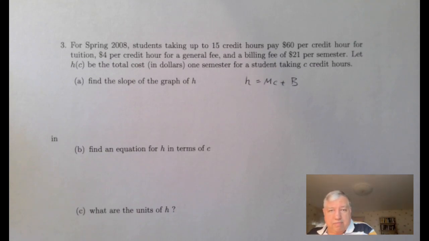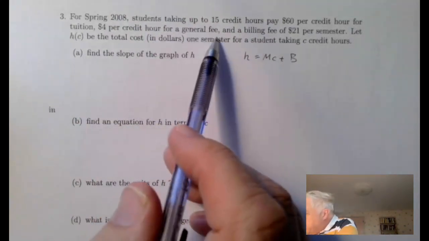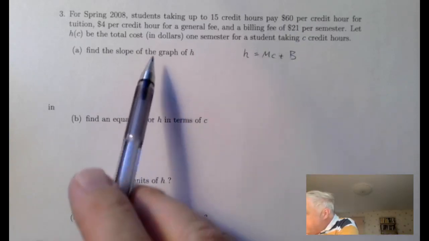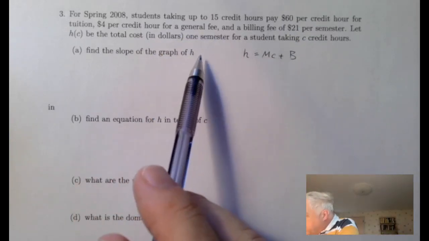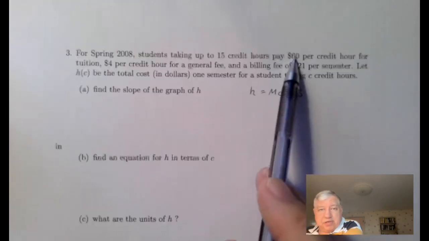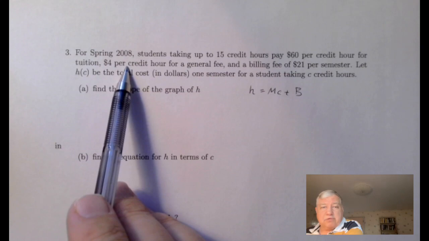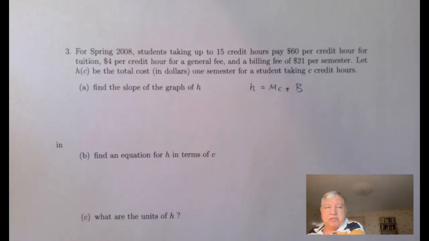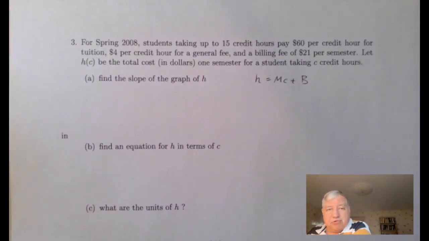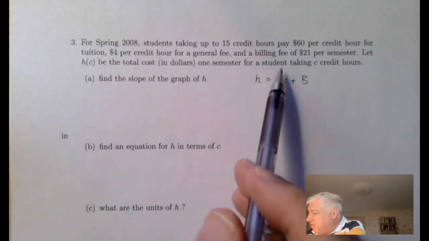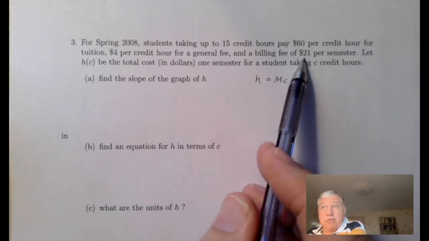So one thing to keep in mind here, it might be a little advantageous to do part B first, because we can sort of see from here what it has to be. Because if we have C credit hours, for each credit hour that costs $60, but then an additional $4. So 60 plus 4, we're talking about $64 for each credit hour, plus a flat billing fee of $21.